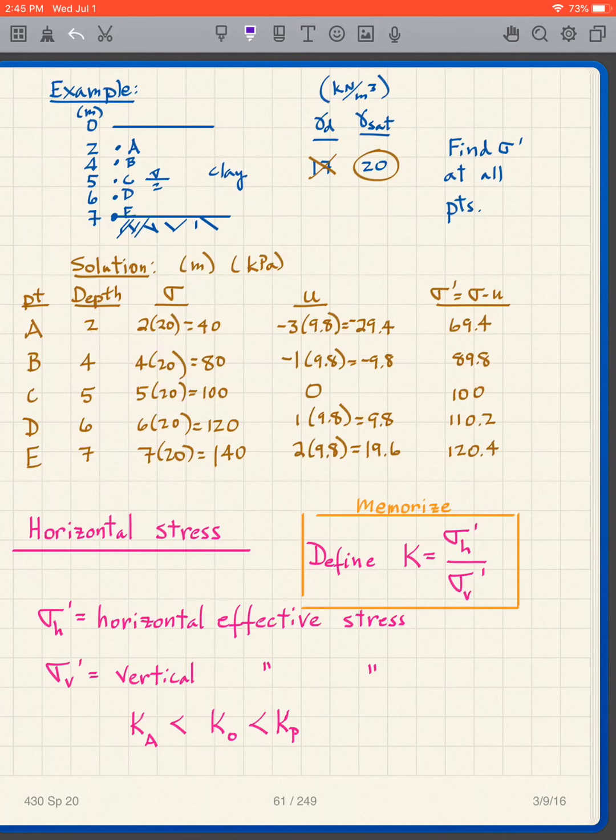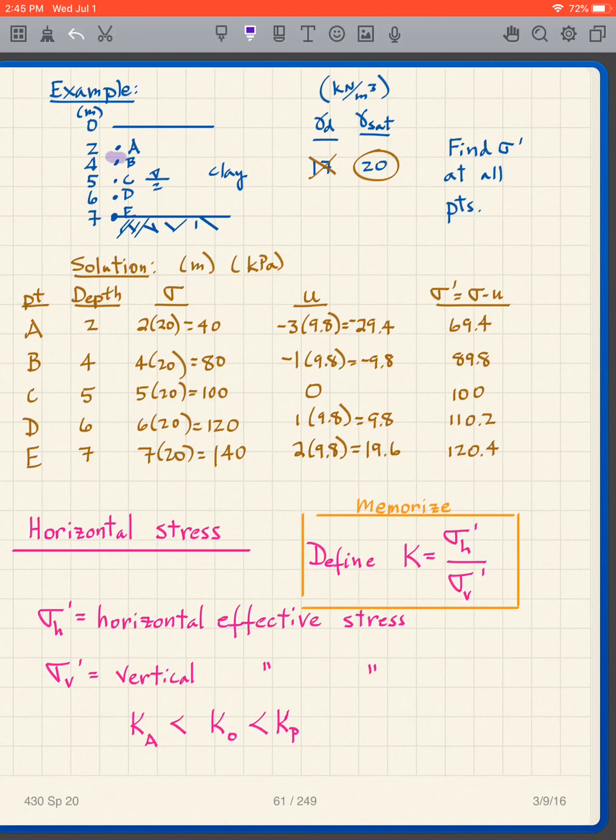And so I get all my sigmas. The only hard part in this problem is the U. Well, let's do it from the bottom up. So point E, I'm 2 meters below, so 2 times 9.8. Put in my piezometer at D, I'm 1 meter below, 1 times 9.8. Point C is at 0, right at the water table.